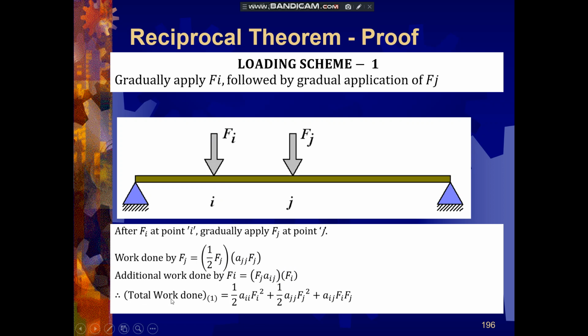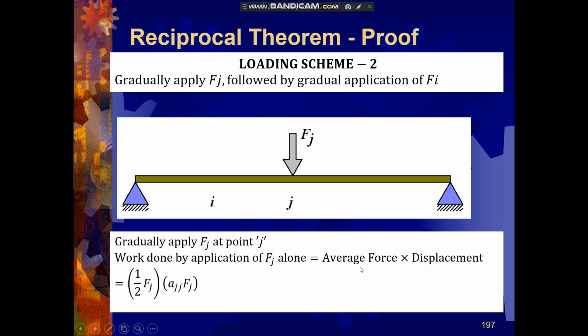Now the total work done under this first scheme of loading, the subscript 1 is showing the loading scheme 1. That is, first we apply Fi, then we apply Fj. So the total work done becomes equal to the initial work done by force Fi plus the work done by force Fj plus the additional work done by force Fi when force Fj is applied. So this is the first case of the total work done under loading scheme 1.